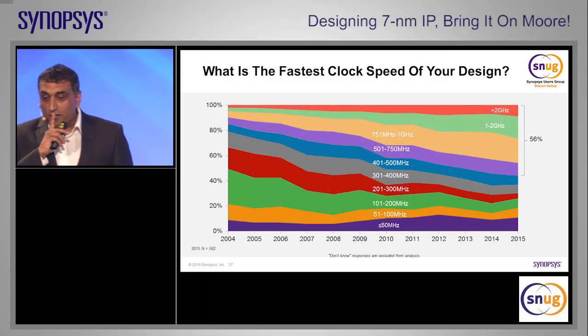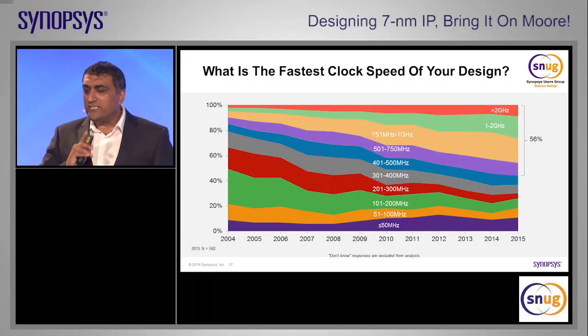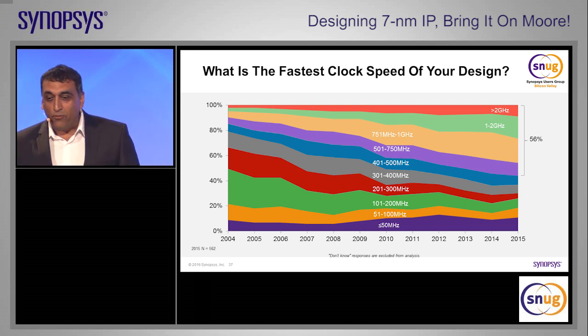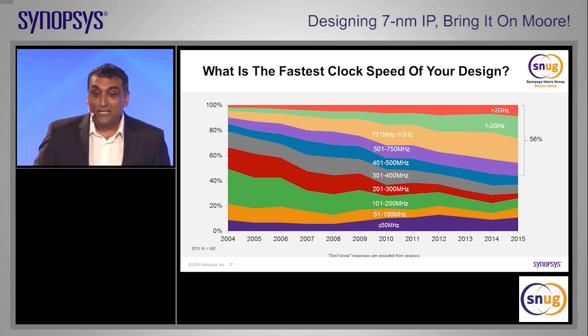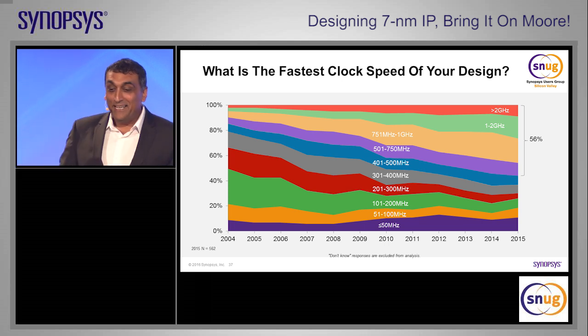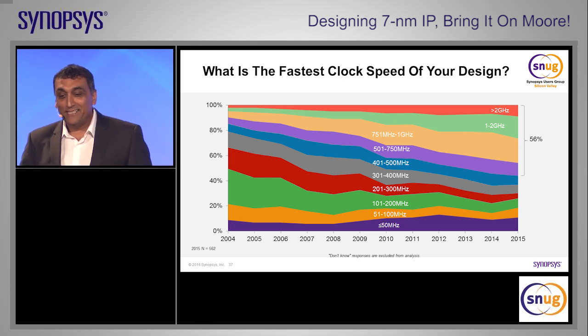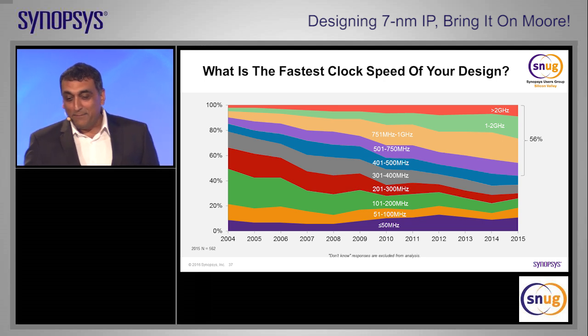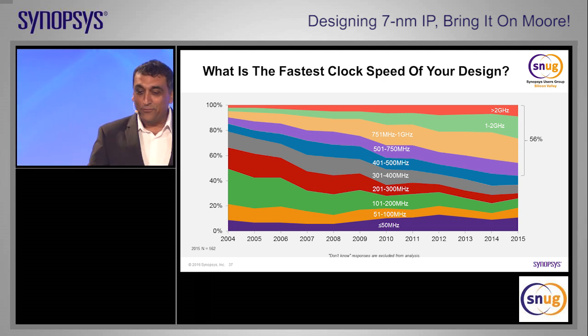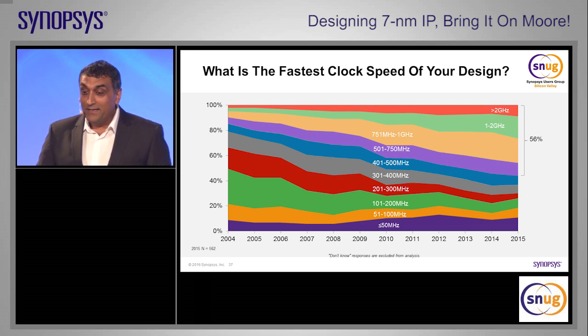So I mentioned clock frequencies going up. I won't say too much about this slide. It's just very impressive that our customers are designing chips with frequencies going up to in excess of 2 gigahertz. That's pretty cool. So it's very enjoyable to be part of this development with our customers when they're pushing the envelope in terms of speed.